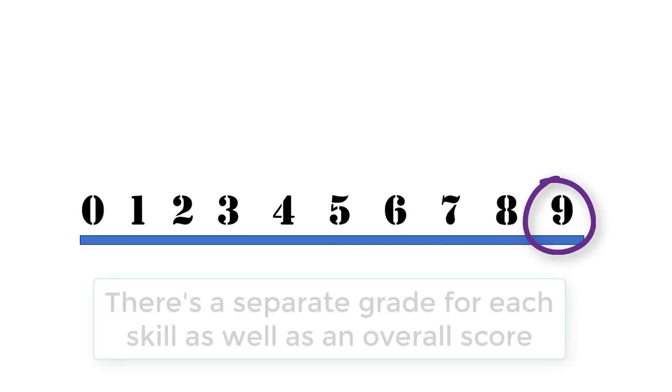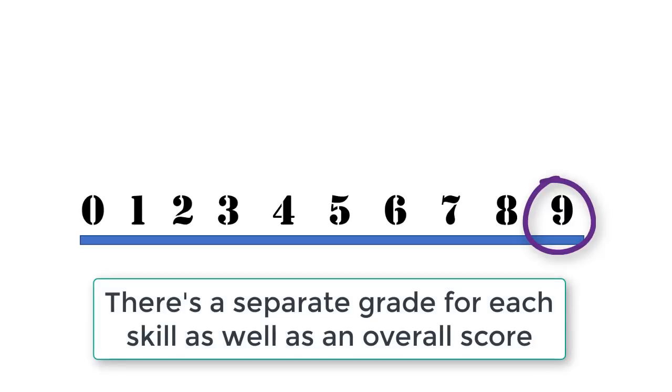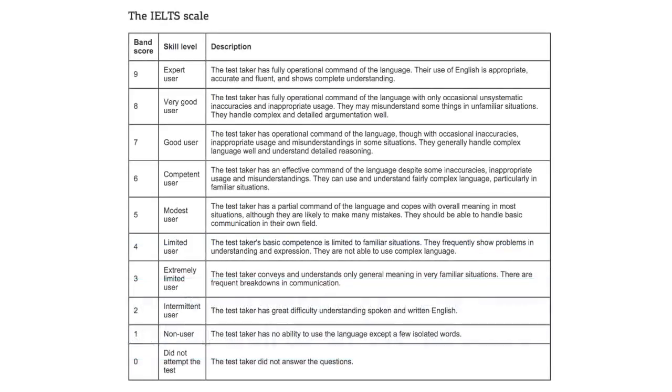There's no pass or fail here. There's just a graded system from 0 to 9, where 9 is the highest, and there are also half grades, so you could get 6.5, for example. You can see the descriptors here if you want to pause the video. Most universities will ask for 6 or 7, it depends a bit on the course.